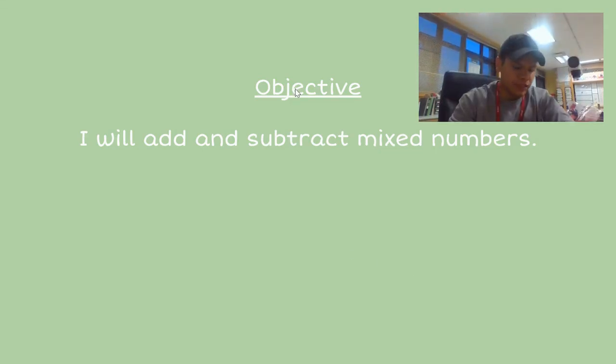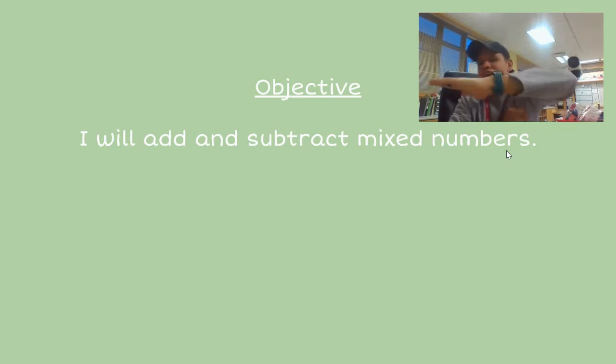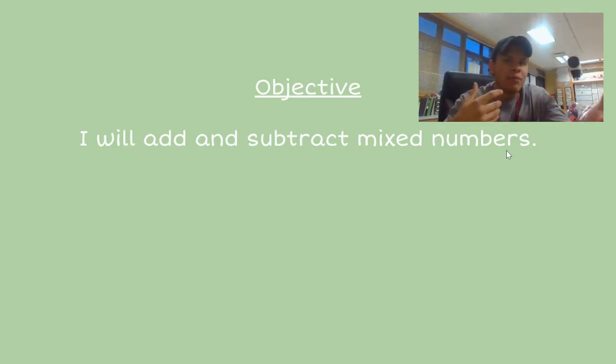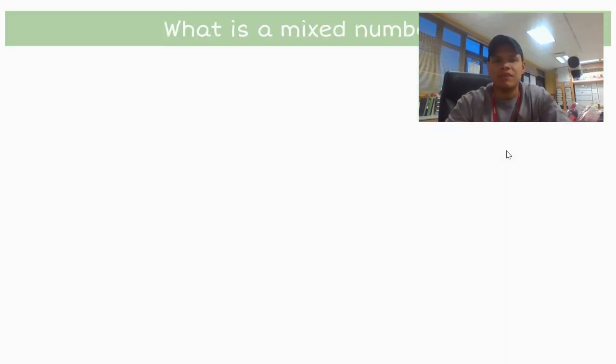Here is your objective. Your objective is I will add and subtract mixed numbers. So at the beginning of this chapter, you learned how to add and subtract fractions. In a previous lesson, you learned how to rename fractions and mixed numbers. So we're going to be building on those skills so that way we can add and subtract mixed numbers.